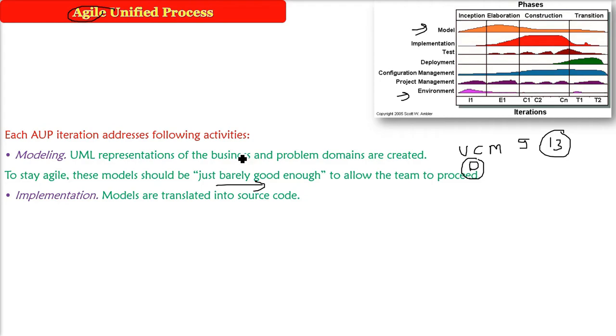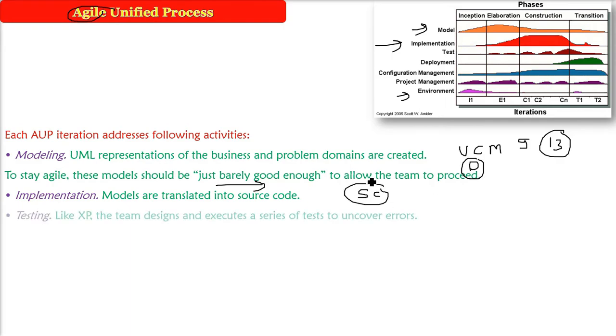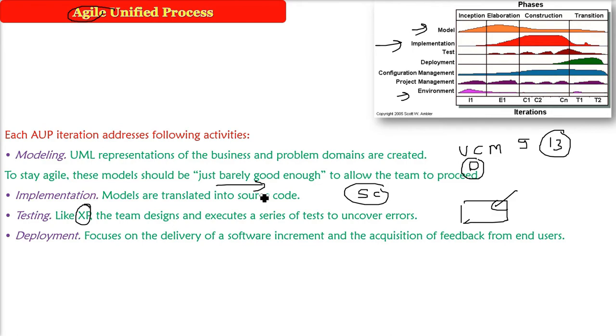Now, when you are implementing, you have already made the model. Let us make the source code. Let us write it in Python, C, C++, any language of your choice. Now, testing. You remember XP? The team designs and executes a series of tests. In XP, the unit tests are created earlier than the source code. Here, it is the source code and then the test, because the errors have to be uncovered early. It's a kind of unit testing, followed by the other testing to remove the bugs.